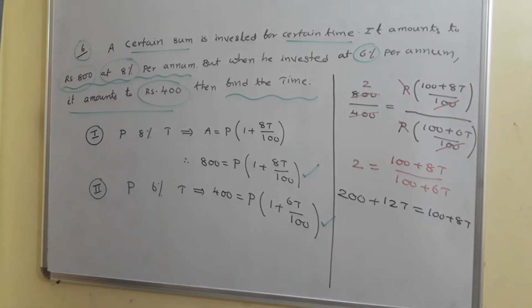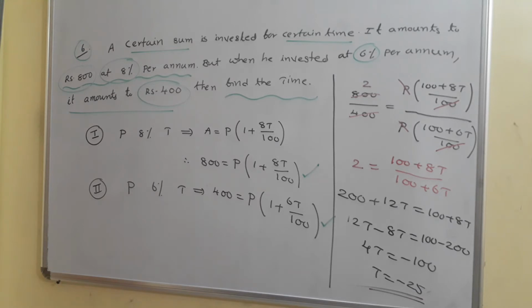Just think about it once. At the end, on solving 200 plus 12t plus 100 plus 80, it will give us a negative value of t, but that is not possible. That represents that theoretically there is a small mistake in the question itself. But you just go through the procedure. The procedure is very clear and correct. You just think about the procedure.